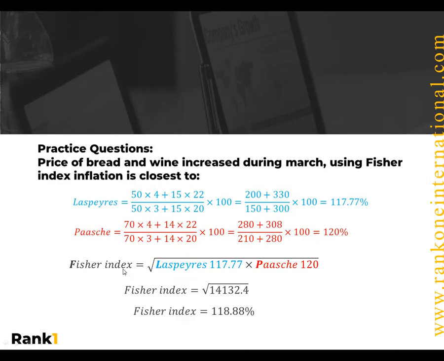Now let's have Fisher index. Fisher index is simply the radical of Laspeyres times Paasche, so we already have Laspeyres 117% times 120%, the answer is 14,132. Radical is 118.88%.